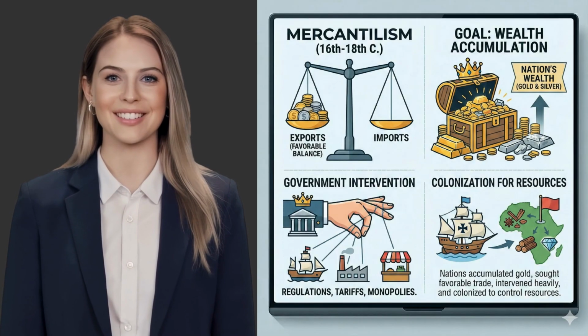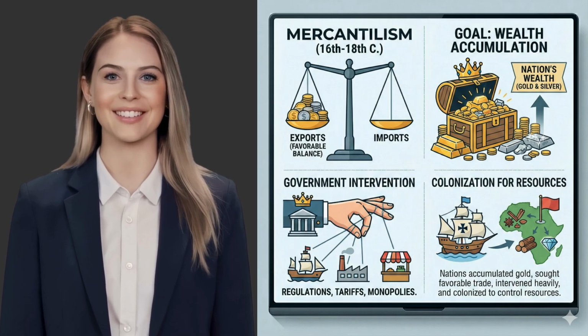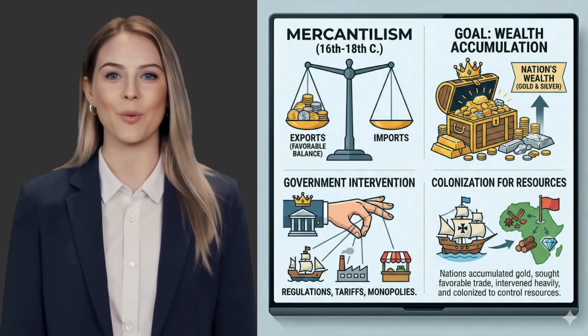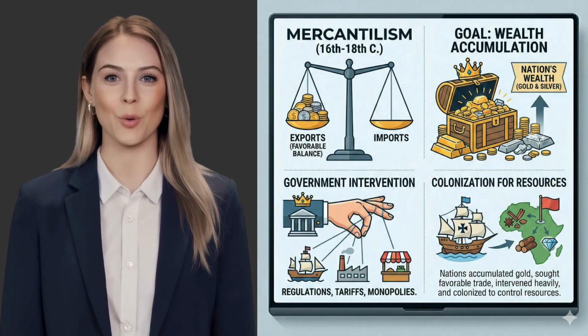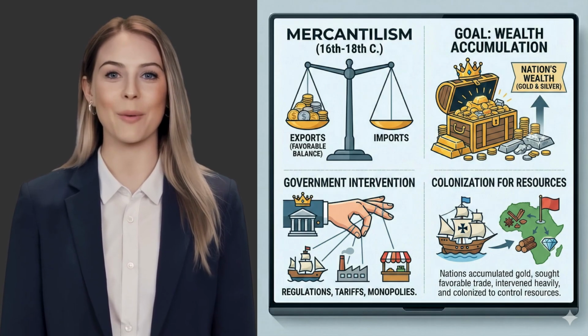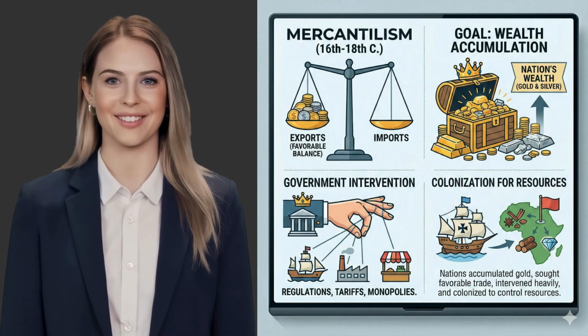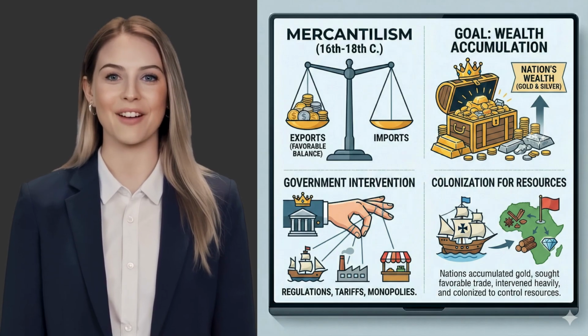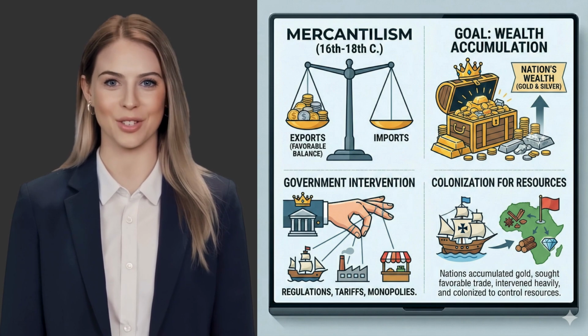Before we discuss modern trade, we need to understand the historical context. One of the earliest systems was mercantilism, prevalent in Europe from the 16th to 18th centuries. The main goal here was simple: increase a nation's wealth by accumulating precious metals like gold and silver. Nations aimed for a favorable balance of trade, meaning they wanted to export much more than they imported. This system involved heavy government intervention and often justified colonization to control resources.